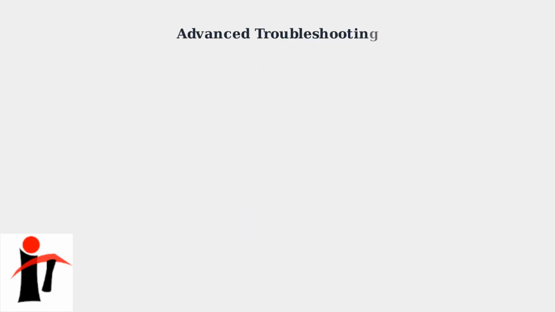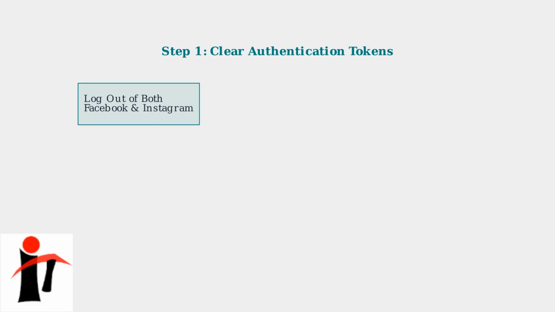When basic troubleshooting steps fail to resolve Instagram tagging issues, advanced techniques are required. These methods address deeper technical problems and system-level conflicts. The first advanced step is clearing authentication tokens. This process removes corrupted session data that may be preventing proper connection between your accounts.